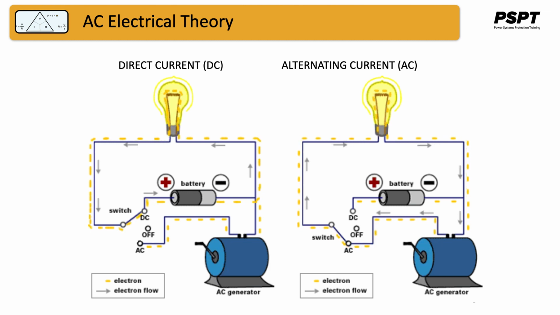In the case of the circuit on the right, where we've switched to AC and the generator is an AC, or an alternating current generator, you can see the electrons are shifting back and forth, as well as the flow going back and forth, and that is happening in a 60 hertz system, 60 times a second.